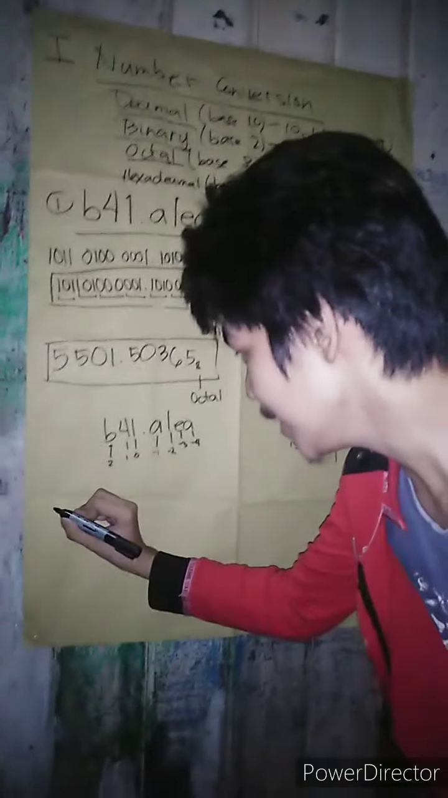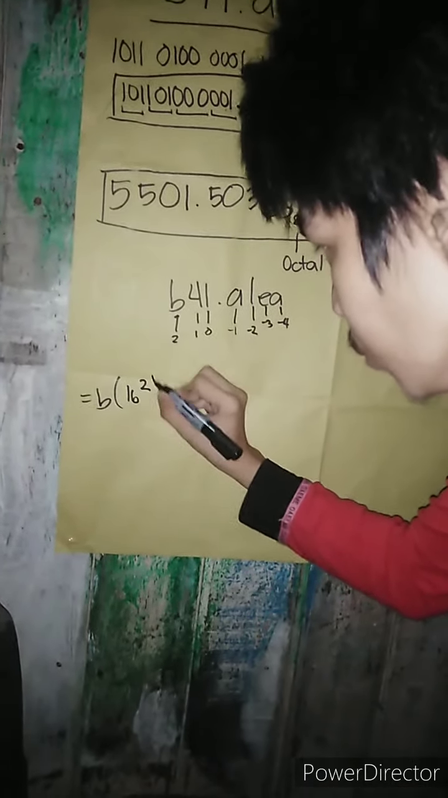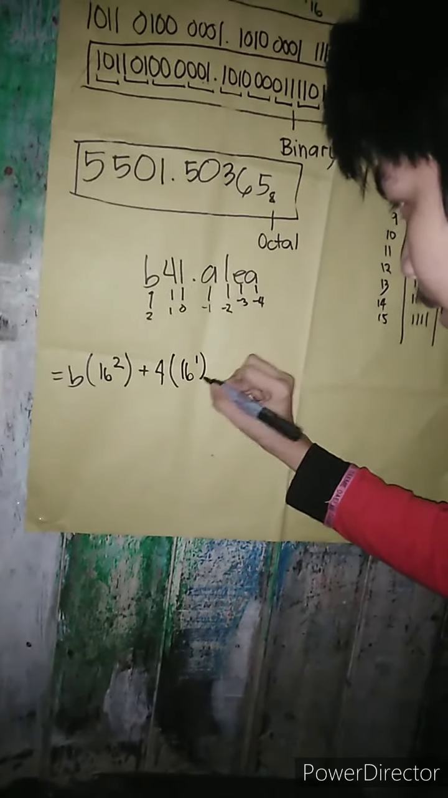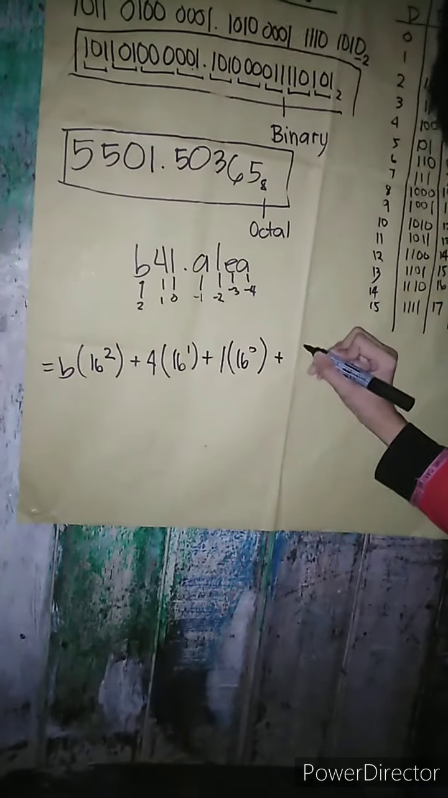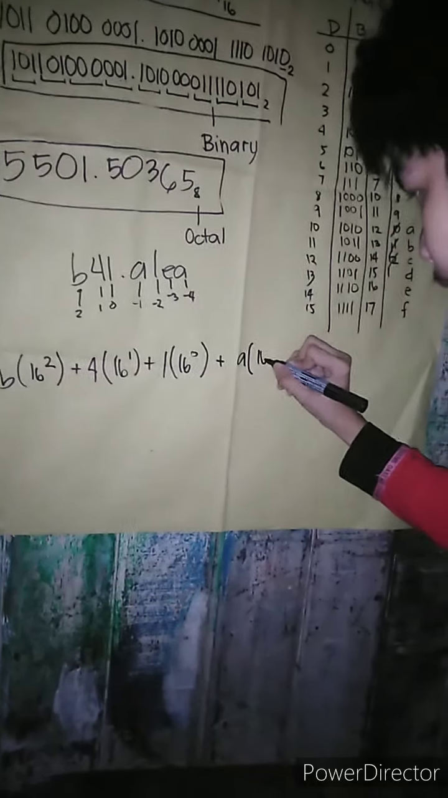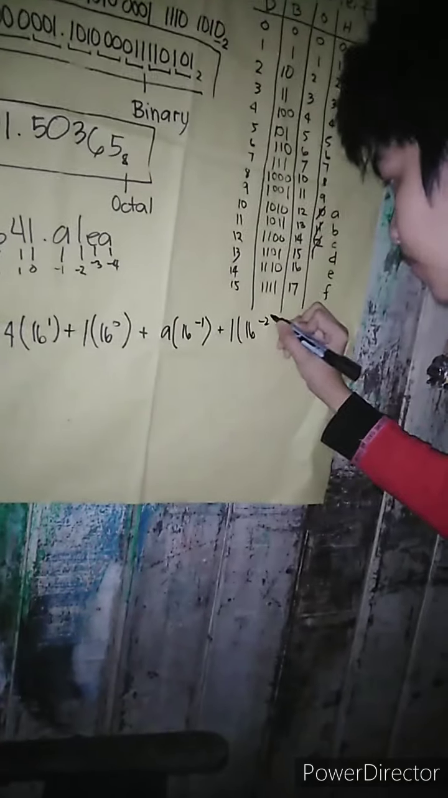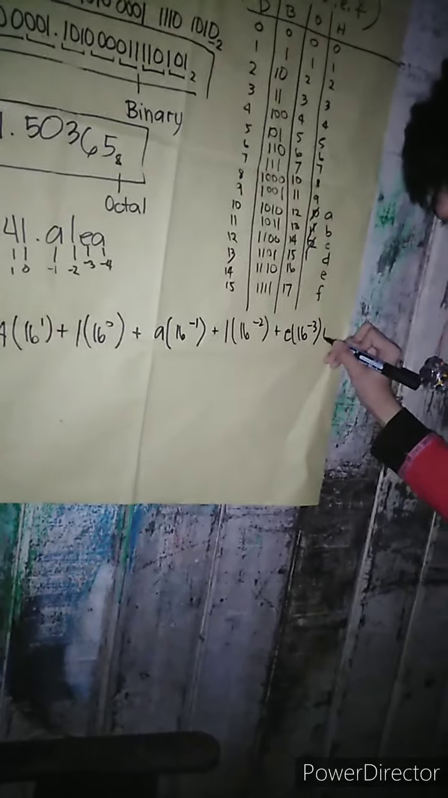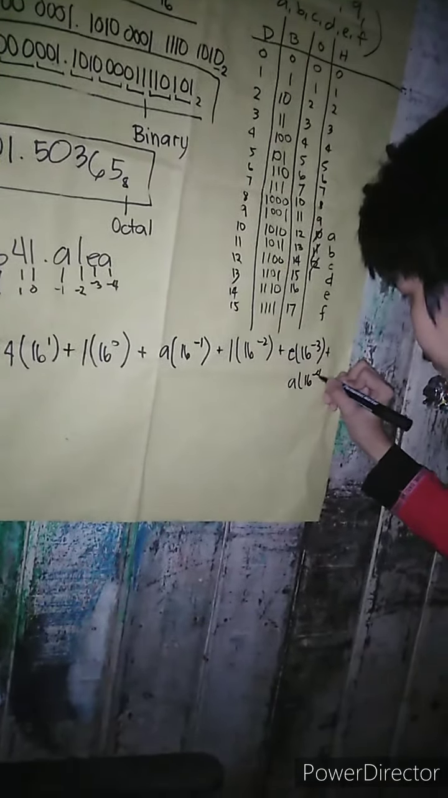So, proceeding, we will have B times 16 to the 2 plus 4 times 16 to the 1 plus 1 times 16 to the 0 plus A times 16 to the negative 1 plus 1 times 16 to the negative 2 plus E times 16 to the negative 3 plus A times 16 to the negative 4.